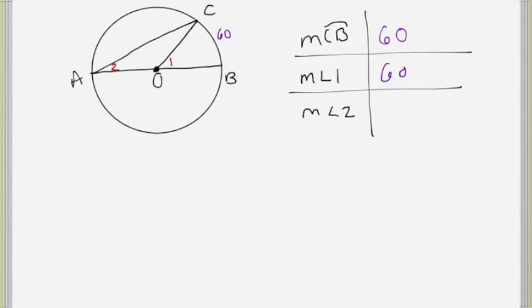Well, you just said 1 is 60. What is the angle right next to the 60? 120. And that's what many students think angle 2 is, okay? But that is not angle 2.